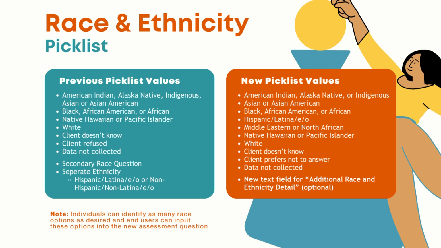To select multiple values, you'll hold down the Control or the Command key and click on each value. There's also a text field option that can be utilized if the individual's race and ethnicity is not listed.